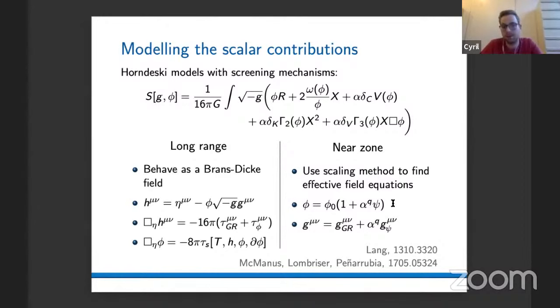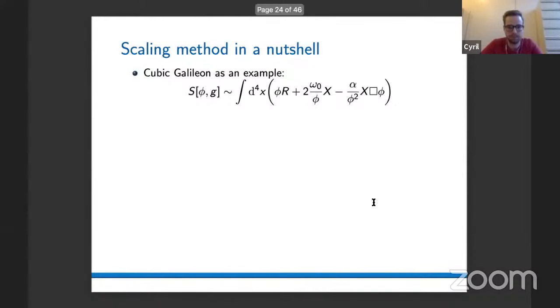And using this approximation, we can also find an equation for the metric, which would then be described by general relativity plus a small correction, and we just need to find the equation for the correction and the equation for this scalar field. Because the scaling method is really what we used to calculate this extra contribution for the scalar field, it's important that we introduce it a bit better. So I will show you how to find those equations using the scaling method in the context of the cubic Galileon example. So we have a Vainshtein screening mechanism here at play.